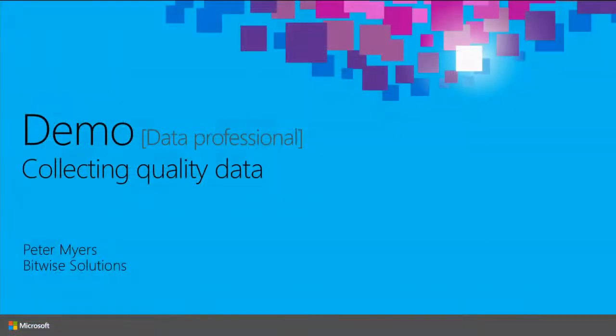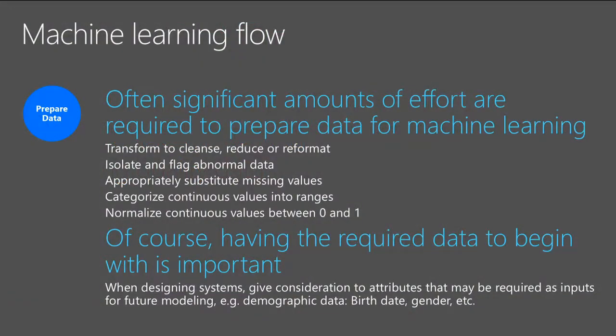The next step in the flow then is about preparing the data. So often significant effort is put in at this stage, and it pays off in producing a far more reliable and accurate solution. There are books written just on how you should prepare your data, and significant effort and time could be spent here, whether it's transforming to cleanse, reduce, reformat, or to identify abnormal data.